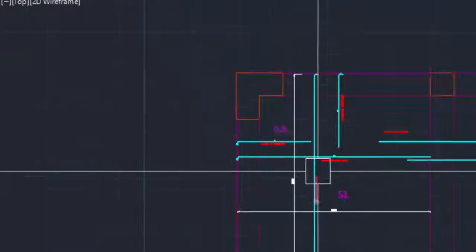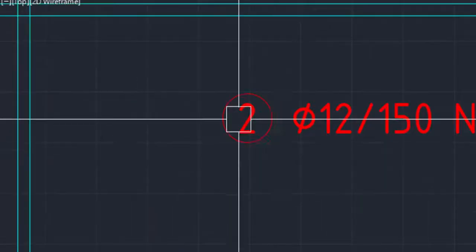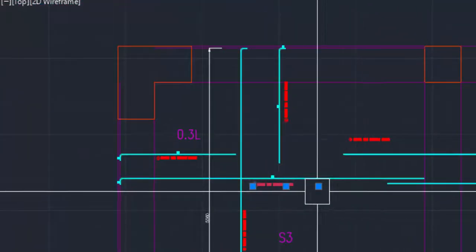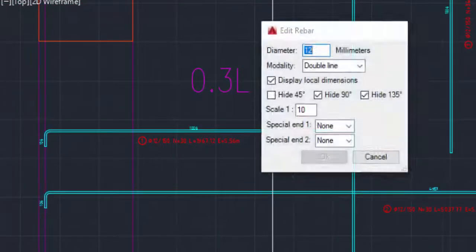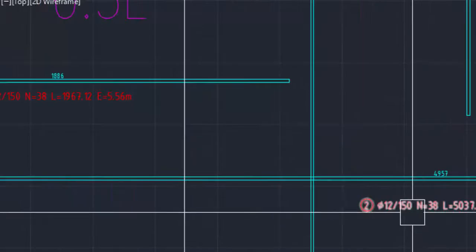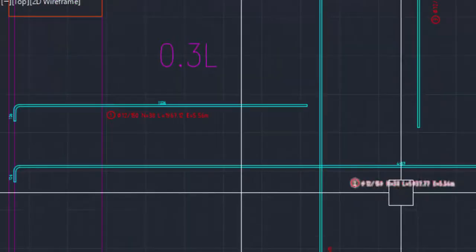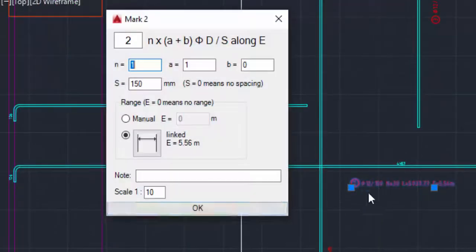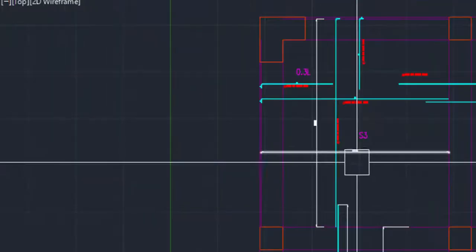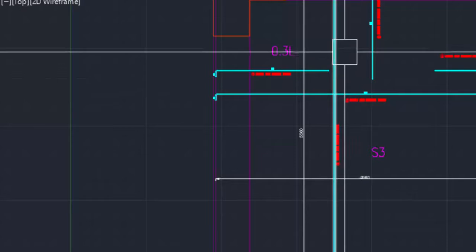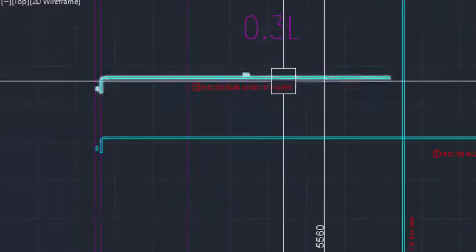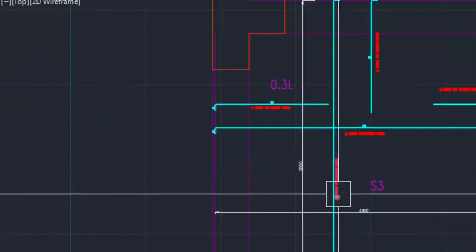Okay, in the second, number 2 is this bigger length of bar. So what we will do, we will double click again over here, so you can see 5.56 meter in this case also, because we will place it in this direction. So this and this we need the same length.